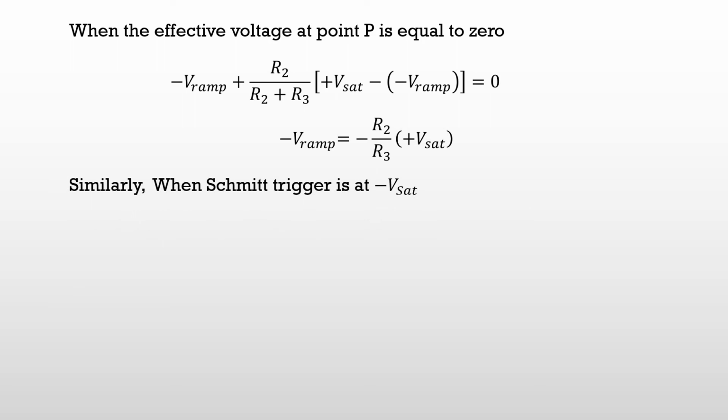Similarly, when the Schmitt trigger is at minus Vsat, a negative saturation value, V ramp plus will be equal to minus R2 divided by R3 times minus Vsat, and this plus V ramp is nothing but the upper threshold point of the Schmitt trigger. So we are getting the lower threshold point and the upper threshold point of the Schmitt trigger circuit.